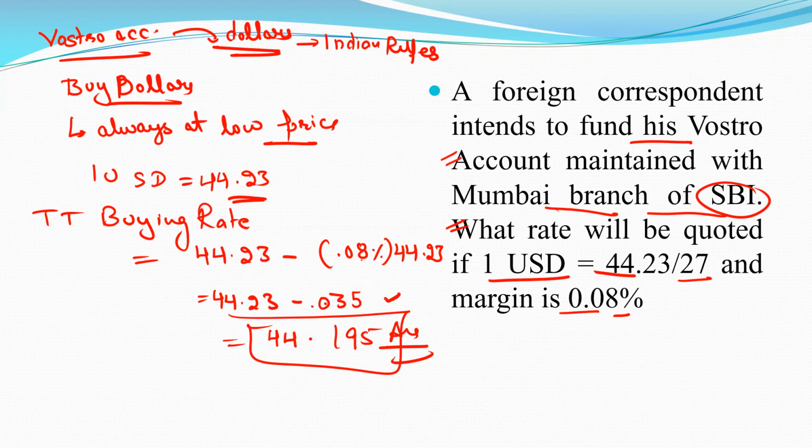And how do we get the idea? Which formula do we use? Here, the customer has dollars, so that dollar will be sent to India. Basically we have to buy because he wants to fund his Vostro account. A Vostro account is maintained in the local currency.